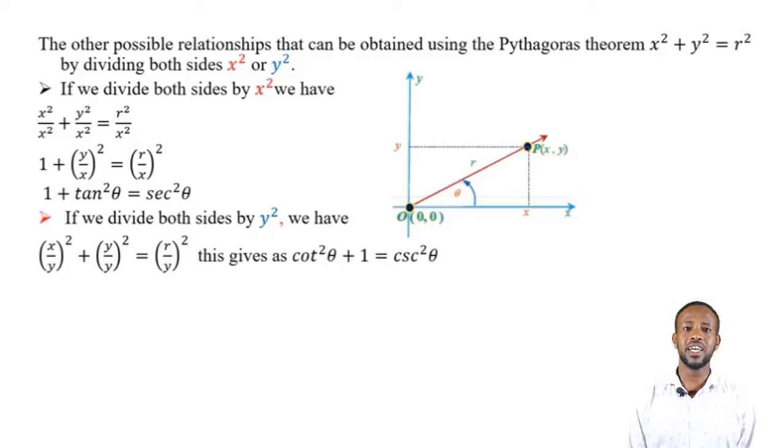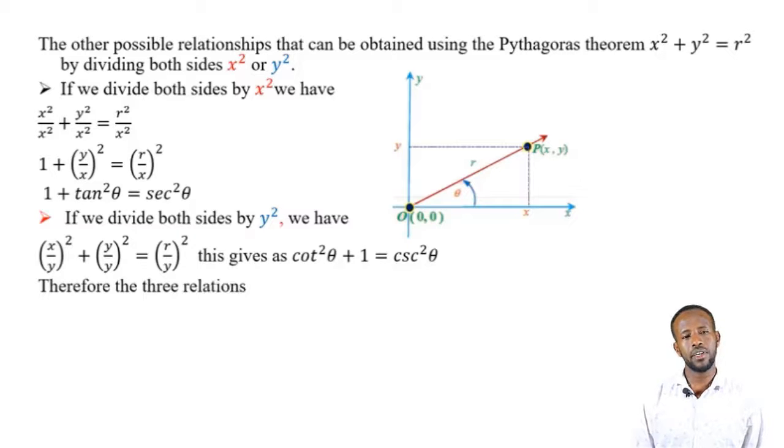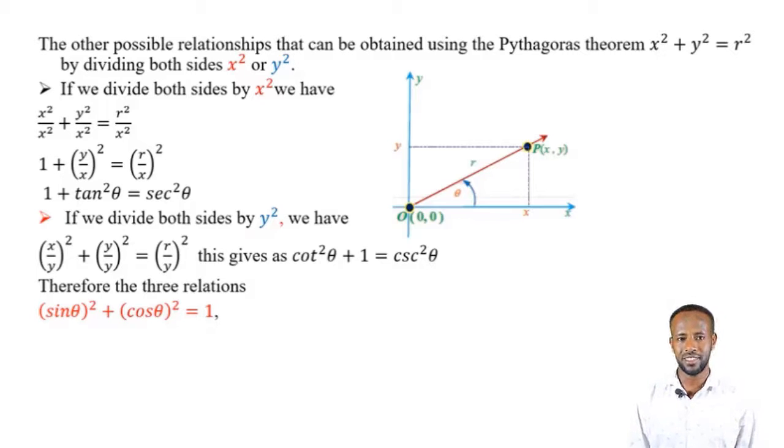Look, these are called the simple trigonometric identities. From where? From the Pythagorean identities. So we have three. Can you tell me the three relations? The first, sine square theta plus cos square theta is equal to 1. This is one relation. We know, isn't it? We saw how to derive it, where it comes from, how we get it.